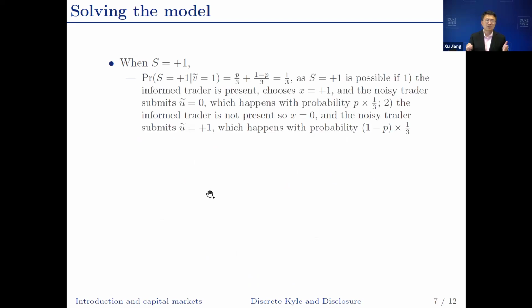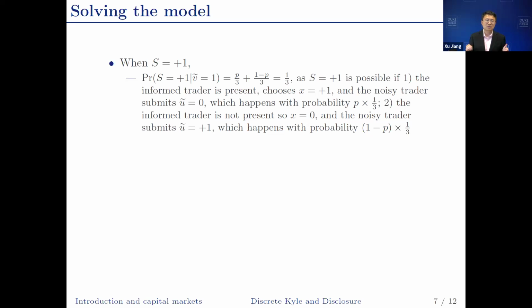When S equals +1, the probability of S equals +1 conditional on V equals 1 is 1/3. How do we get that number? Conditional on V equals 1, S equals +1 is possible only under 2 cases. The first case is that the informed trader is present. The informed trader buys because V equals 1, and the informed trader observes V equals 1. And the noise trader does not trade. This happens with probability as the product of the probability that the informed trader is present, which is P, and the probability that the noise trader does not trade, which happens with probability 1/3. So this case has a probability P/3.